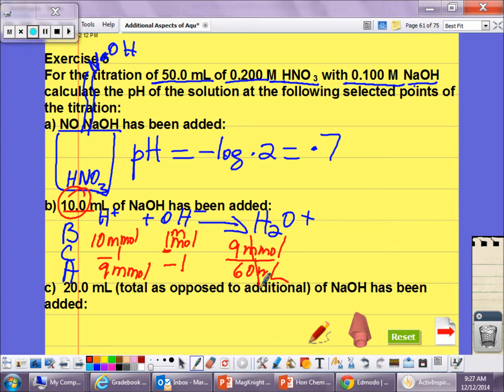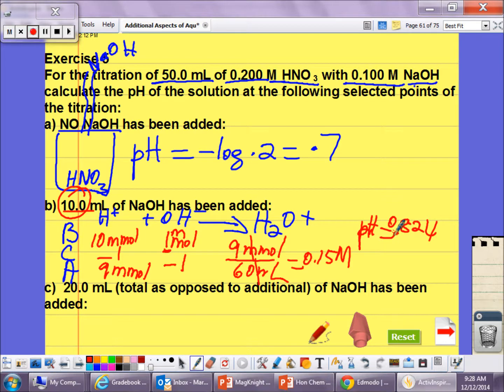So what is 9 divided by 60? It is 0.15 molar, which is the concentration of my H plus. Just get the negative log of this. The pH equals 0.824. This is after you add that amount of base.